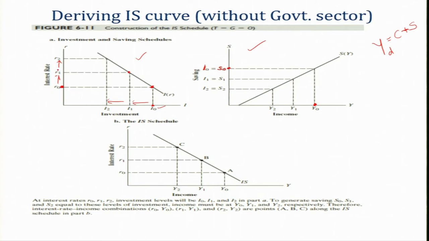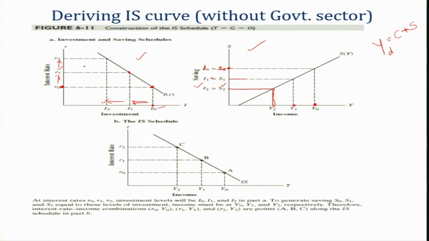What if the rate of interest increases, that is R1 in the first diagram? Then you know that investment will decline to I1. In this case I1 requires only S1 amount of saving, which is less than S0, so correspondingly only Y1 level of income is required. Further, when the rate of interest increases to R2, the corresponding investment is I2, that means I2 requires S2 level of saving. S2 level of saving will come from Y2 level of income. So what we have shown in the second diagram is the positive relationship between saving and income.